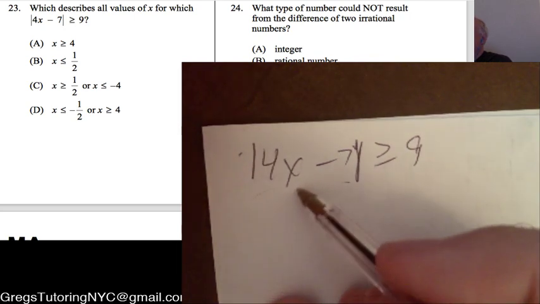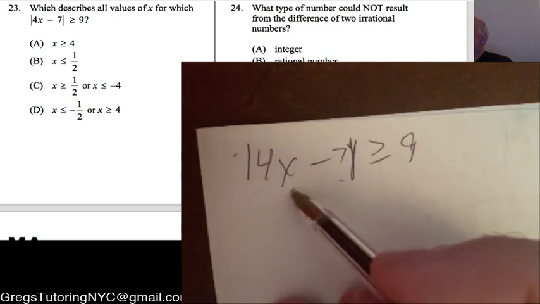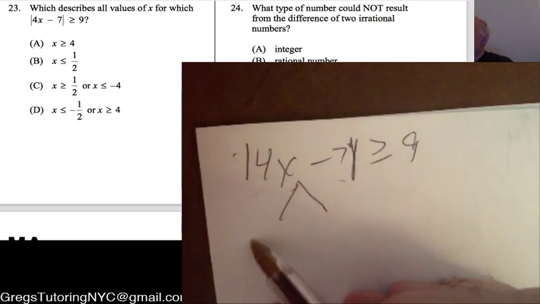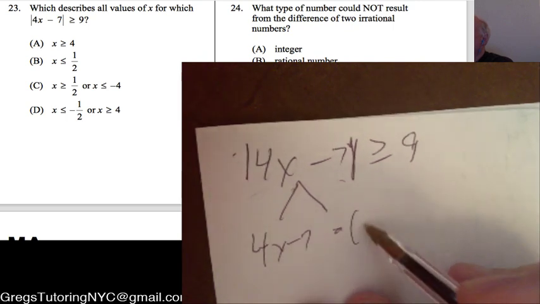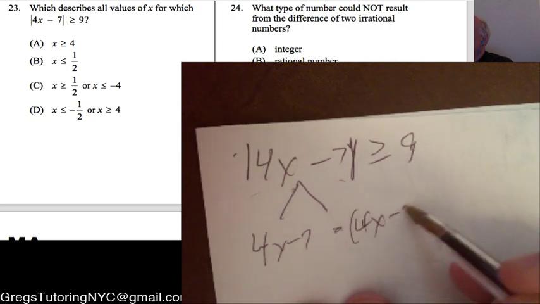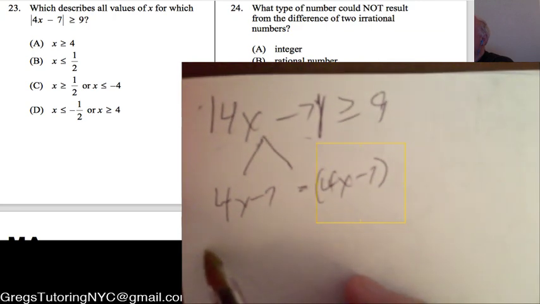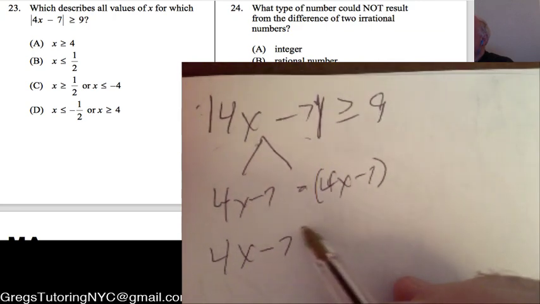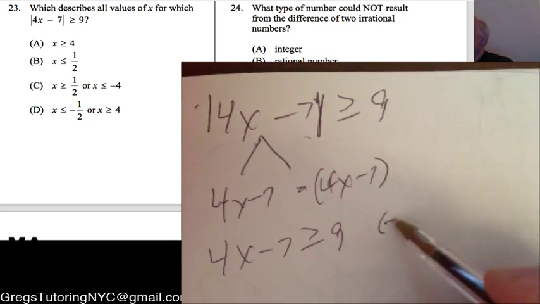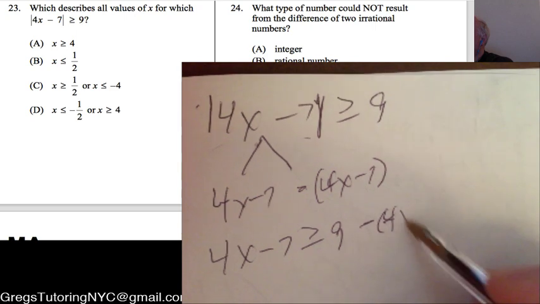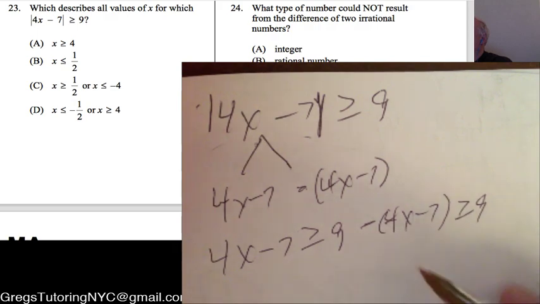So what you want to do is, there's a couple ways to do this. You can spin off the 9 to something. I like to spin this off into 2 pieces, which is what you see: 4x minus 7, and then minus 4x minus 7. Okay? So that's going to give us two examples. We're going to get 4x minus 7 is greater than or equal to 9, and then minus 4x minus 7 is greater than or equal to 9. And then you just solve both of them. Okay?